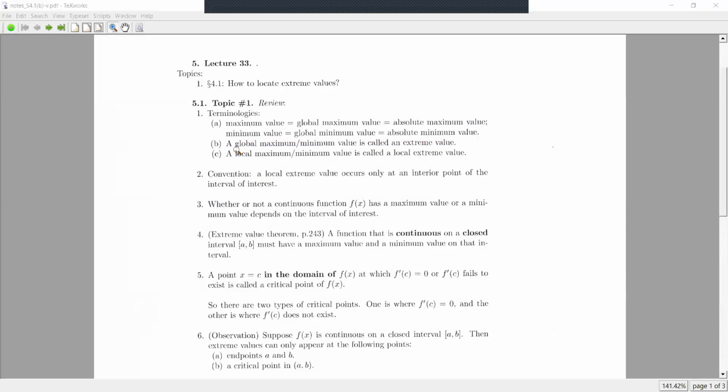B. A global maximum value or a global minimum value is called an extreme value. So, an extreme value is either a global maximum value or a global minimum value. C. A local maximum value or a local minimum value is called a local extreme value.